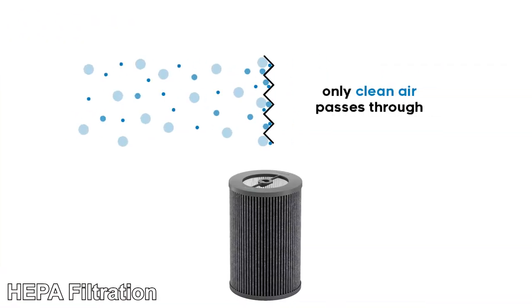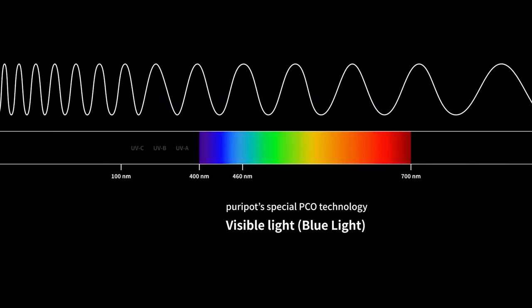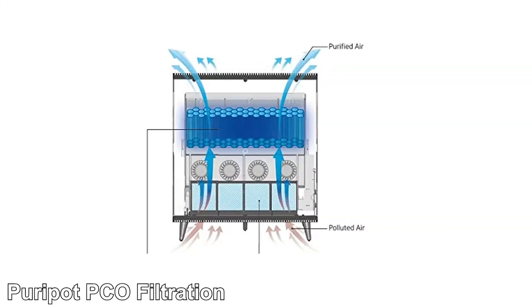Traditional air purifiers use HEPA filtration to capture particulates in a paper-based filter. PCO uses blue light to remove VOCs, bacteria, and viruses. Unlike HEPA, this technology does not require filters to be replaced.